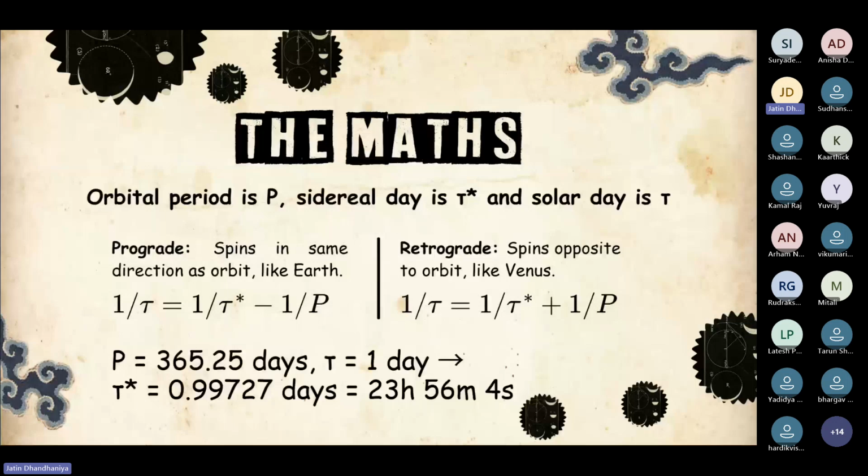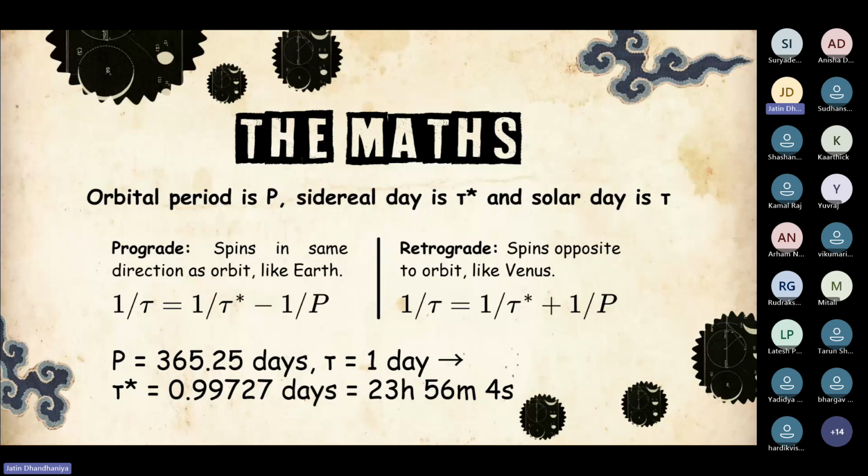Now let's look at the maths. Let us assume the orbital period of a planet is P, its sidereal day is tau star, and the solar day is tau. Now spins are of two types. The Earth spin is called the prograde spin. The retrograde spin is the Venus spin, which is opposite to the Earth spin. So for Earth and for other prograde objects, 1 upon tau equals 1 upon tau star minus 1 upon P. While for Venus, 1 upon tau equals 1 upon tau star plus 1 upon P.